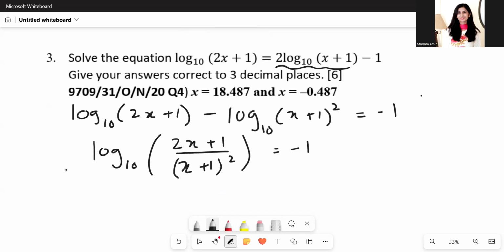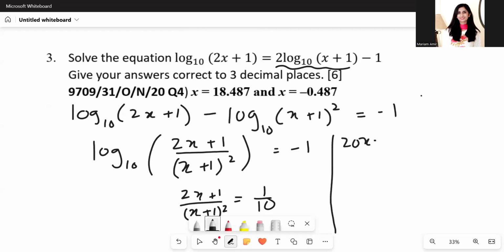I used a log property here. Now I'm going to send log base 10 to the other side, and it will become 10 power negative 1. And we get an equation like this. Now 10 power negative 1 is actually 1 by 10. Cross multiply. We have 20x plus 10 equals, expand the brackets, a squared plus 2ab plus b squared. 0 equals x squared minus 18x minus 9.